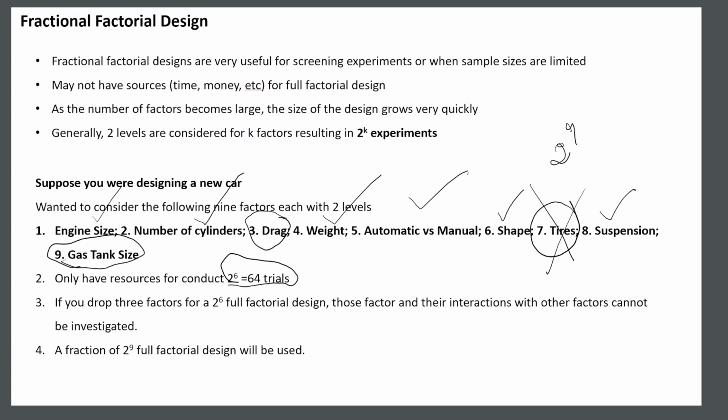So we can rule out certain factors like tire shape, tire size, drag, and gas tank size, and we can minimize the number of trials. As you can see, it needs prior experience and proper knowledge about the subject to eliminate the unwanted factors. Hence, a fraction of the 2 power 9 full factorial design will be used for the DOE of fractional factorial design.